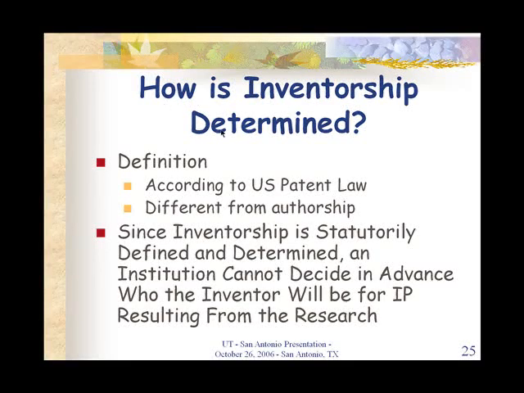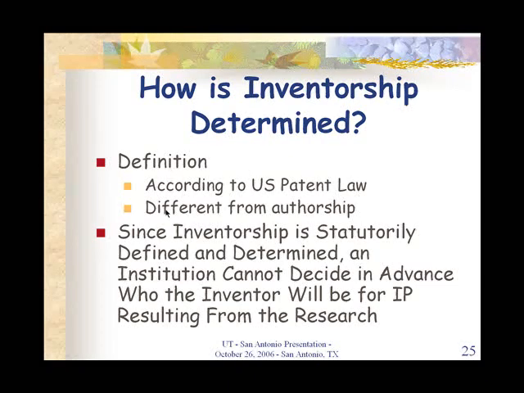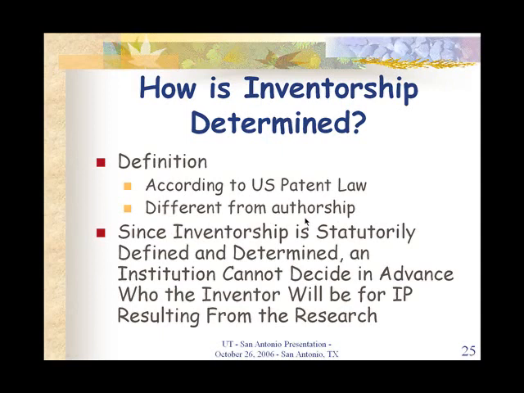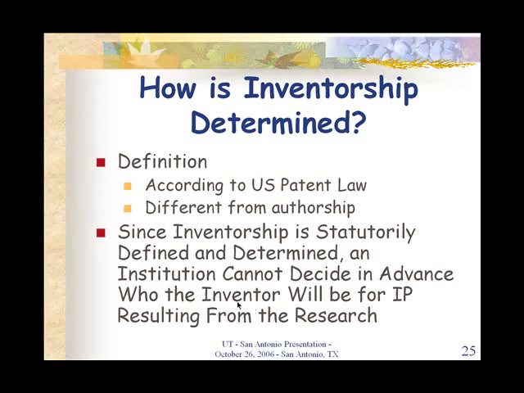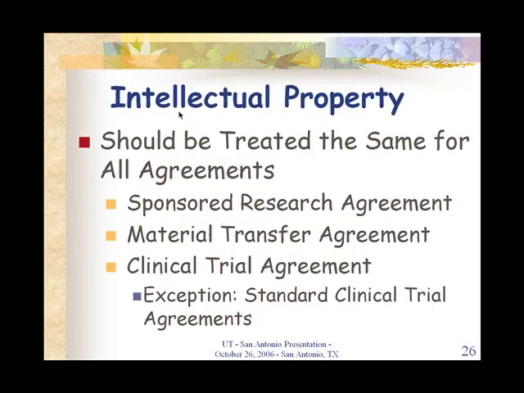So how is inventorship determined? By definition, according to U.S. patent law, and of course it is different from authorship and collaboration. Since inventorship is statutorily defined and determined, an institution cannot decide in advance who is the inventor or who the inventor will be for IP resulting from the research. You have to see who comes up with the idea, the creative expression, and they have to have it documented that indeed it is theirs.